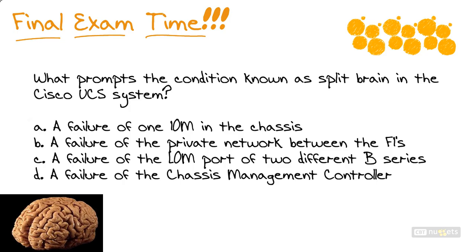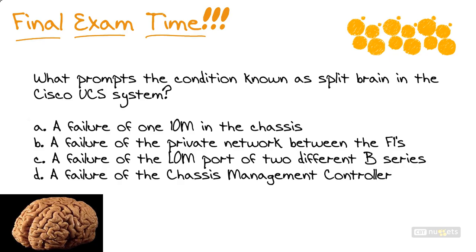So here we are, it's final exam time. What prompts the condition known as split brain in the Cisco UCS system? A failure of one input output module in the chassis? A failure of the private network between the fabric interconnects? A failure of the LAN on motherboard port of two different B series blades? A failure of the chassis management controller?